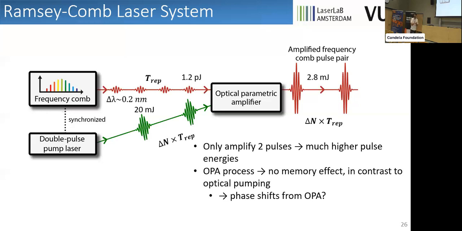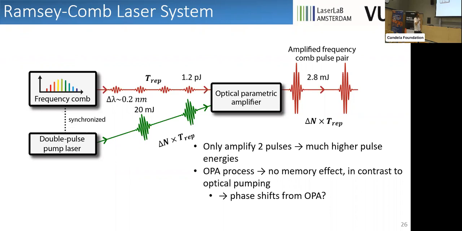However, the OPA process is known to have the possibility of inducing phase shifts on the amplified frequency comb pulses, notably if you have any sort of intensity jitter from your pump pulses. And so this is something that we're going to have to measure and monitor to make sure that we don't get a frequency shift, as I mentioned earlier. And for that, we have a dedicated phase measurement setup. So this is a setup to determine the amplifier phase shift. And I'll show in the following slide how it works.